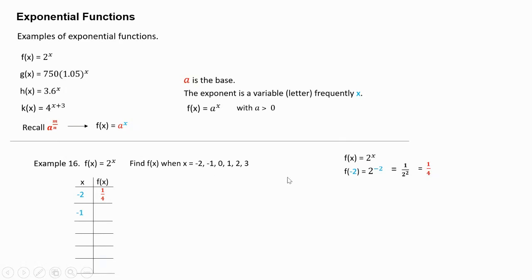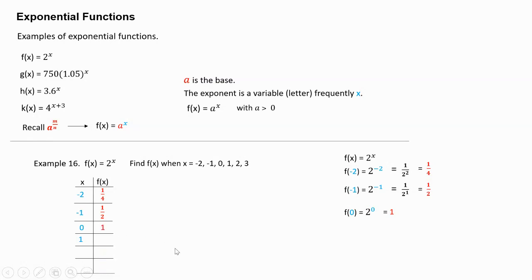Now let's find f of -1 when x is -1. So we're going to get 1/2 to the first power, which will be 1/2. So when x is -1, my y is 1/2. Now let's evaluate when x equals 0. So let's find f of 0, which means I'm going to go to my function and plug in 0 for every x. So 2 to the 0 power will give us 1. So when x is 0, my y is 1.